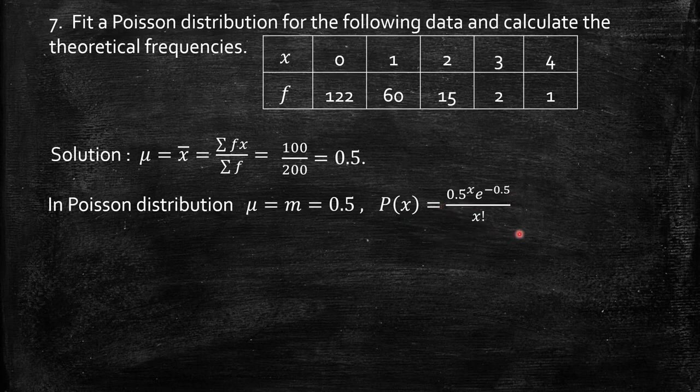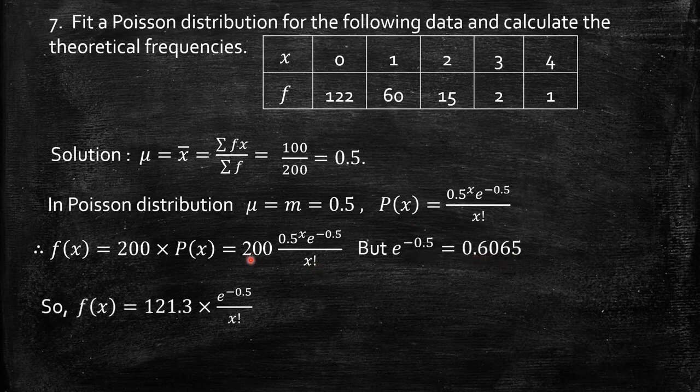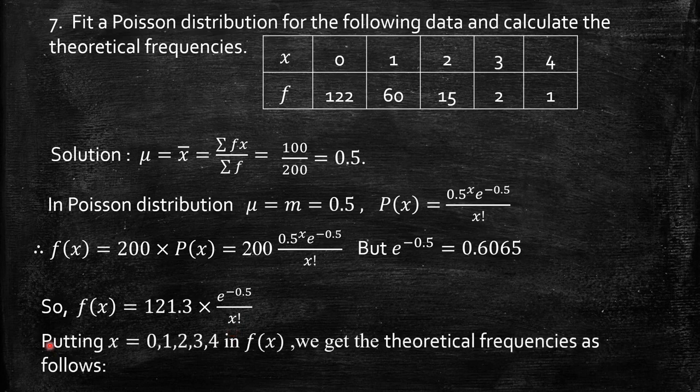Now since I want theoretical frequencies, meaning expected number out of 200, let me take f of x by multiplying this with 200. So f of x is equal to 200 times p of x. So 200 into 0.5 power x exponential minus 0.5 by x factorial. Since exponential minus 0.5 is 0.6065, multiply that with 200. So it gives 121.3 into 0.5 power x by x factorial. Now I can get the frequencies corresponding to x equal to 0, 1, 2, 3, 4. So we get theoretical frequencies as follows.